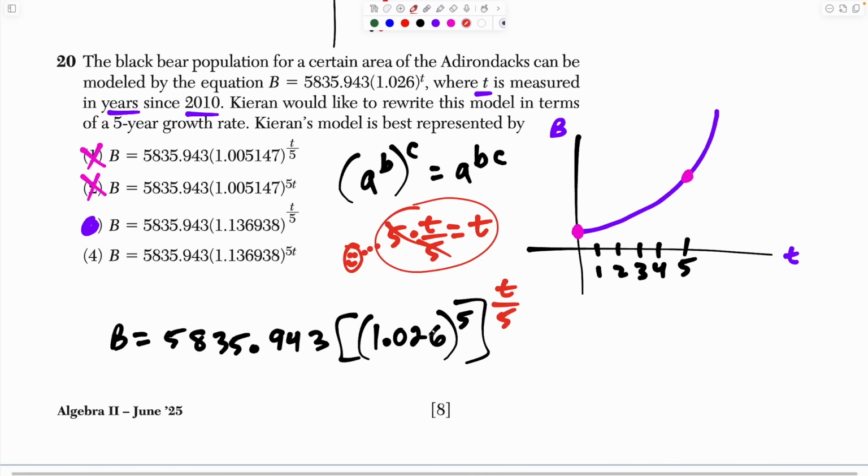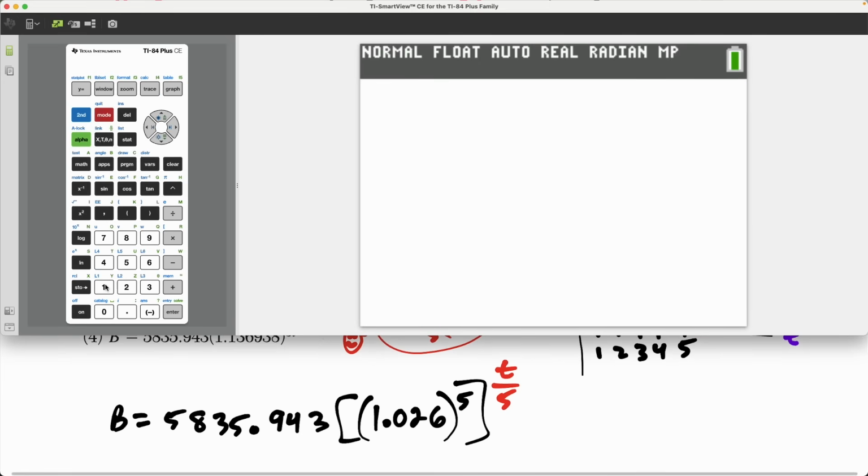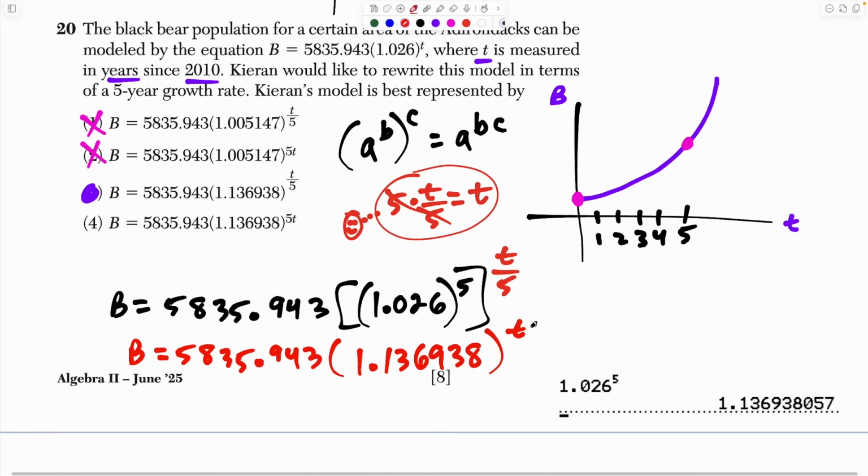Now when we raise this base to the 5th power, we just have to plug it into the calculator. So we go back to the main screen, and we have 1.026 raised to the 5th power. Now we can write this out. This would give us b equals 5,835.943, and the base here, this entire expression to the 5th power, we can replace with the value we found in the calculator, 1.13, and then 6938 if we stop here, to the t over 5 power.